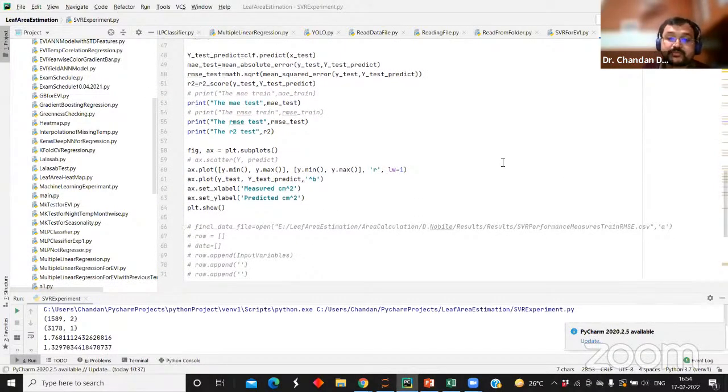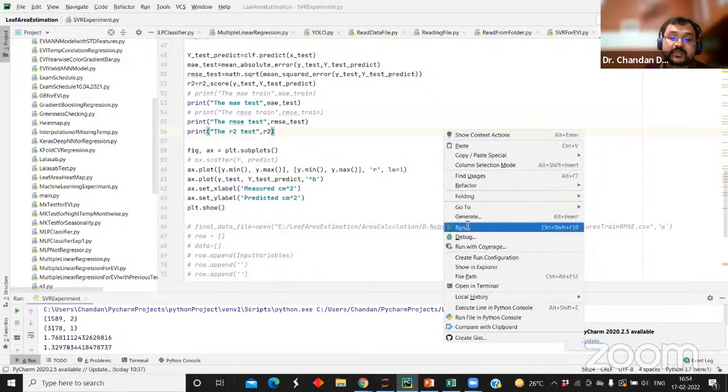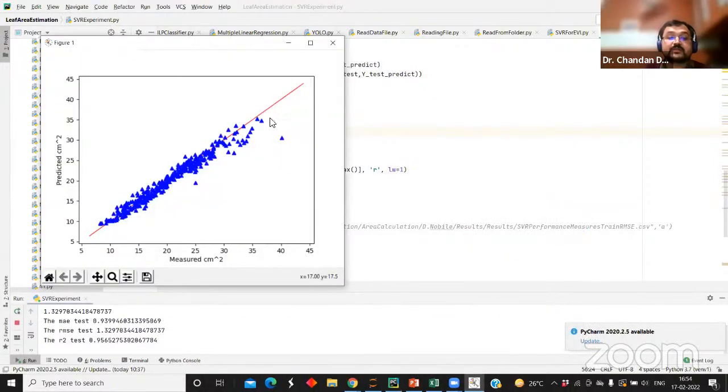Then we will try to identify how our model performs. This is the result. This line represents where the measured and predicted values are the same. So here we can see that our model has an R squared of 0.95. That means the model is almost 95% correct.